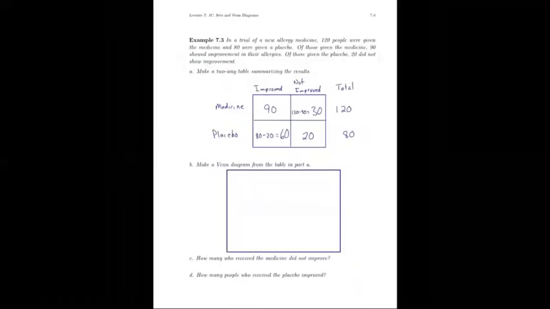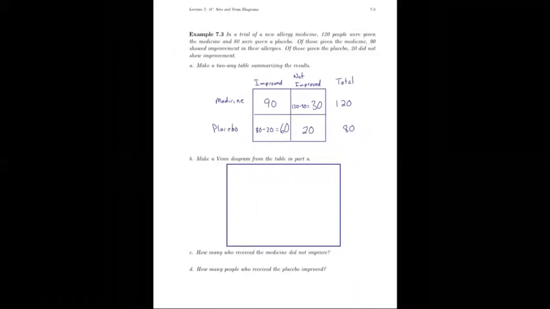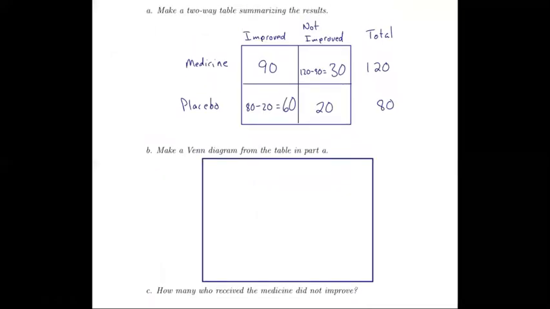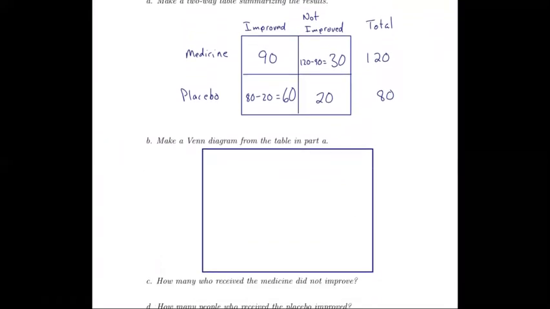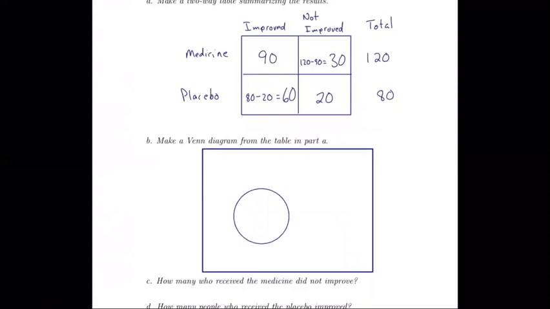Okay. Make a Venn diagram from the table in part A. Okay, there are a couple different ways to do this. What the book suggests is the following, and I'm fine with it. It's to draw 2 circles that do intersect.